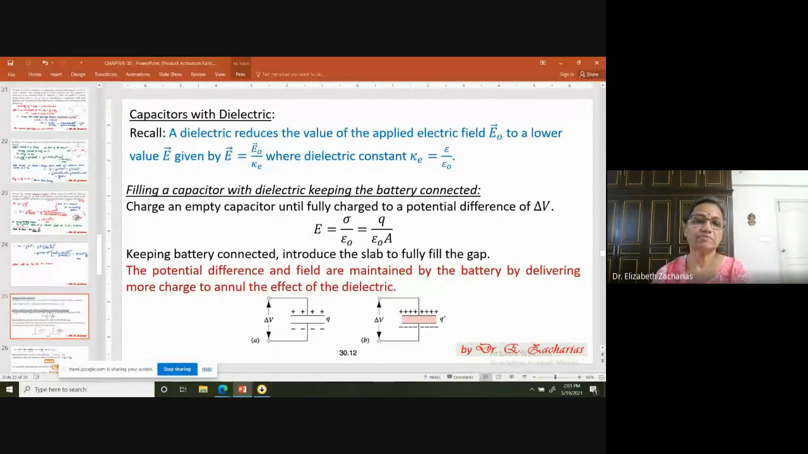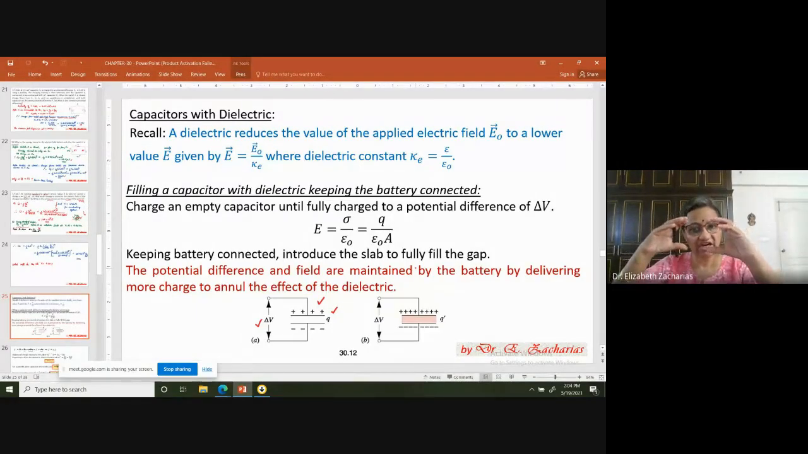So this part of the chapter. What you're going to now do is, you're going to take a capacitor. This is your capacitor. There is nothing inside, only air is there. You're going to charge it so that the potential difference becomes delta V and the plate charge becomes Q. It is fully charged.